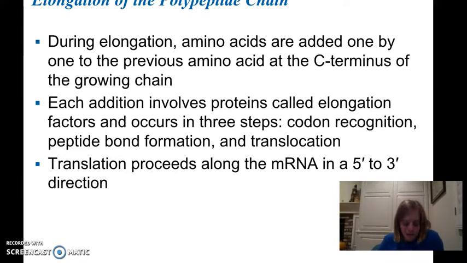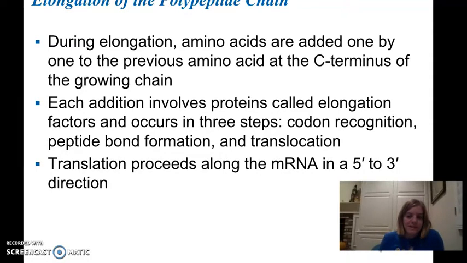So the next step of translation is known as elongation, and during this stage, like you can imagine, the polypeptide chain is getting longer. So amino acids get added one by one to the previous amino acid at the C terminus of the growing chain. Now, this requires you to go back and think about Unit 1, where we learned about the structure of the amino acid. Remember, they're composed of both an amino group and a carboxyl group, and so the C terminus is the side with the carboxyl group. In these pictures, you're not really going to see that, but it is important information.